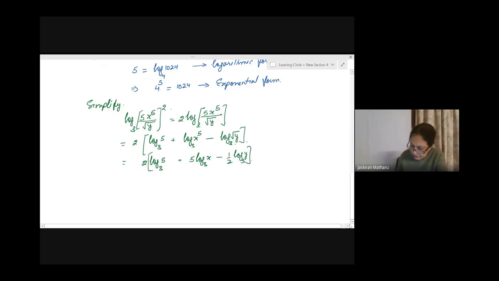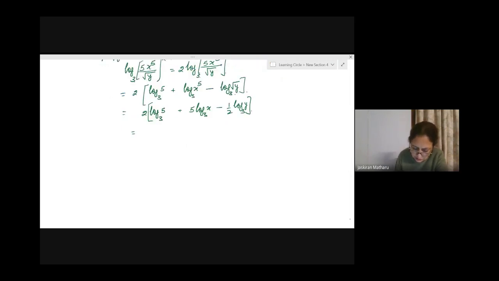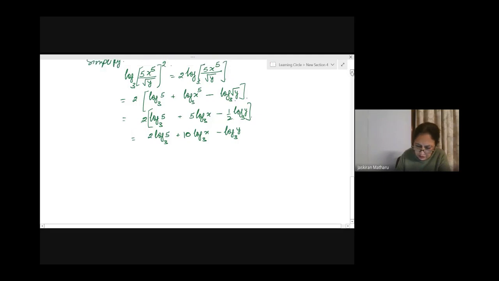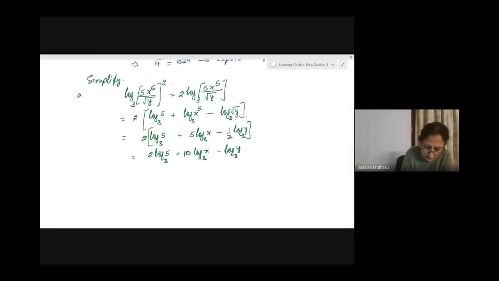Now we can open the bracket and this can be written as 2 log 5 to the base 3 plus 10 log x to the base 3, and this 2 and this 2 will get cancelled, and this will be minus log y to the base 3. That is the final answer. We can do another one. This was the first one, let's say this is question A.